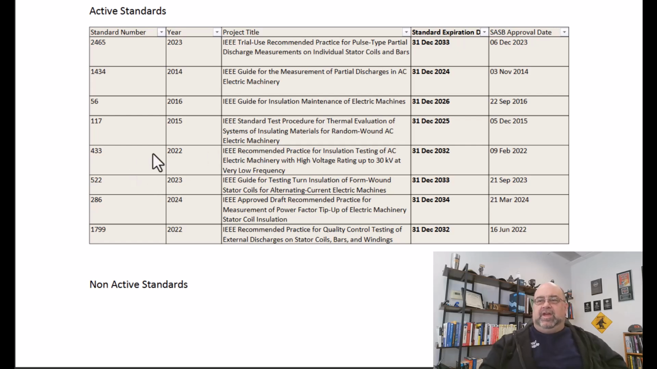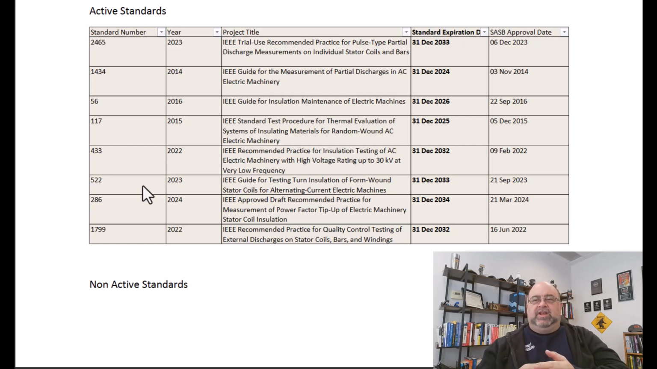And then 522. People mistake this, because it's the IEEE guide for testing turn insulation of form-wound stator coils of alternating current electric machines. People often mistake this as the surge test standard. And while surge testing is definitely part of it, it's not for a complete machine, only for individual bars. And I'll outline green bars, meaning uninsulated bars, or pre-VPI, or wet wound, not dried yet, versus individual bars or small groups. This is where 522 comes in.